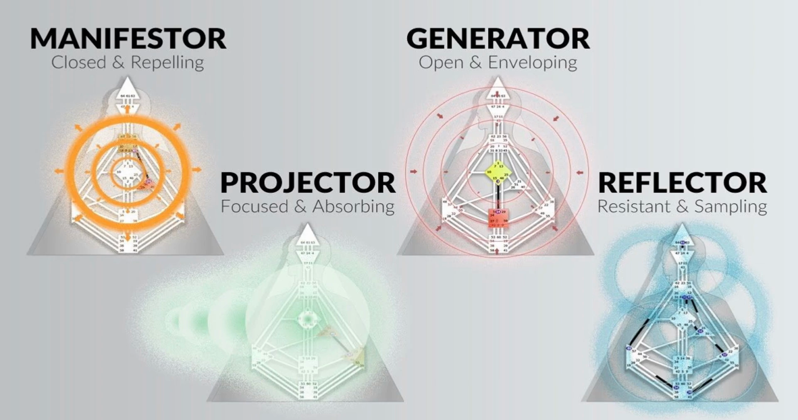So the last type is the reflector. The reflector energy type is resistant and sampling. This is because the reflectors are designed, according to human design, to be able to hold space for their community and the society. The aura of the reflector is considered to be an invisible energy field that surrounds all living creatures. I would compare, in my interpretation, the reflector aura to a thermometer.